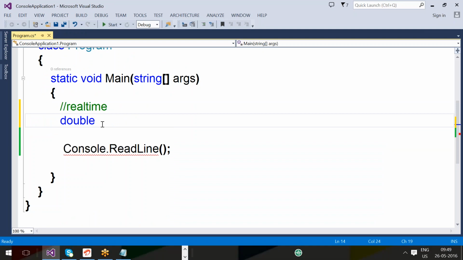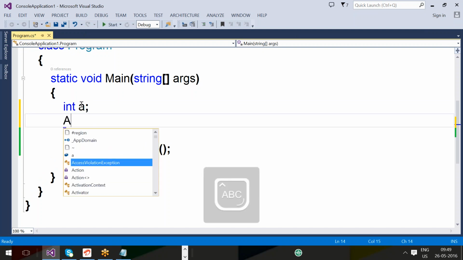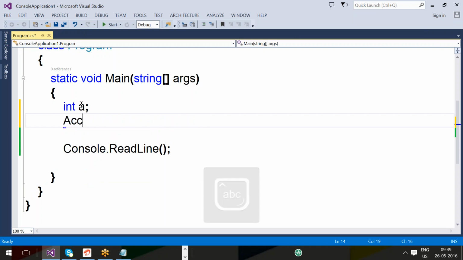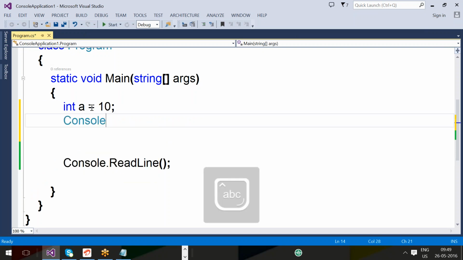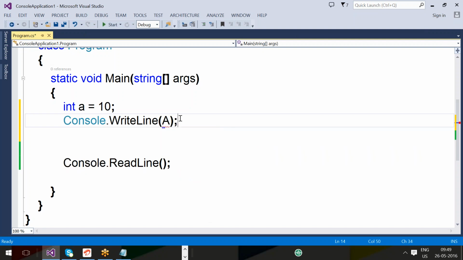And before that I have a question. Is C#.NET a case sensitive language or not? It is case sensitive. For example, int a equal to 10, and Console.WriteLine with capital A. Error. Any problem? Error, sir.